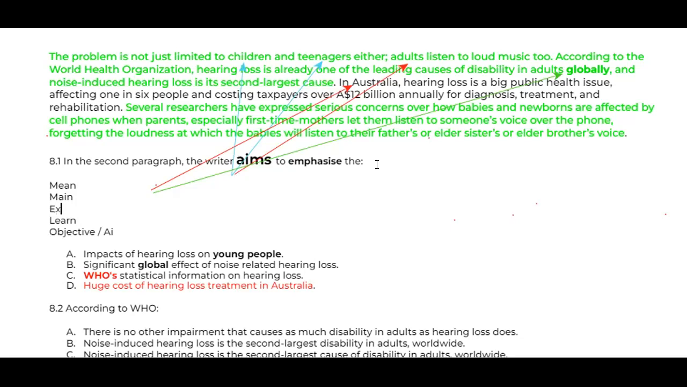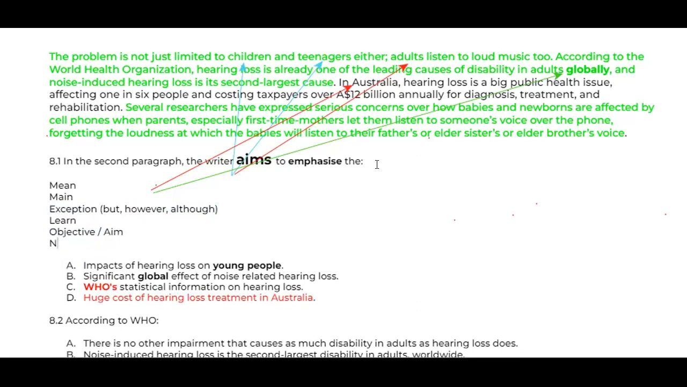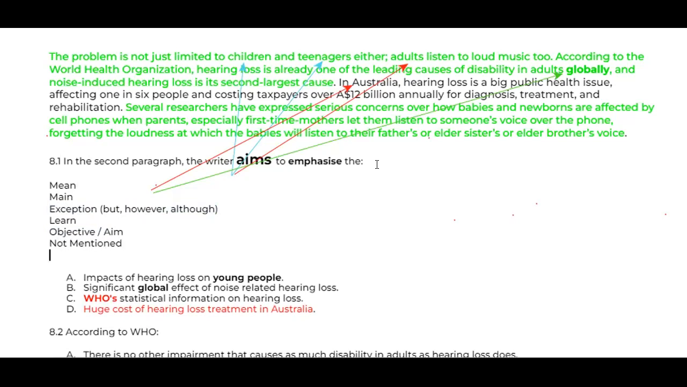Okay, exception. Exception kind of questions will be found very close to words like but or however. In such cases, or even although, in although kind of statements also you can see the exception type of questions will be there. Okay, and then there is objective type of questions or aim type of questions, and then N type of questions, which is not mentioned according to the paragraph. Okay, and then finally, there is the S type of questions. What is S kind of questions?